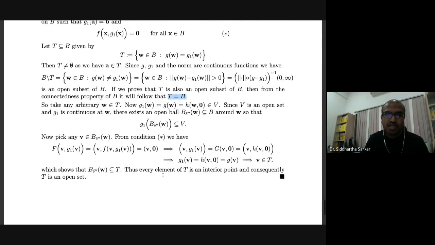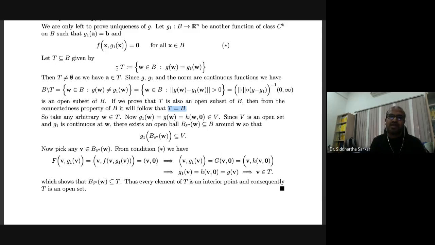What you do is you want to show T is open. So you want to prove that any point of T is an interior point: for any point of T you choose, there should be some ball around that point which is also contained in T. Let's say you choose an arbitrary point W from T. Because G and G1 both agree at that point, both of them are equal to H of W0, and H maps W0 inside V. This means that G1 is a continuous function which maps W to an open set V. So continuity of G1 immediately tells me that I should be able to find an open ball around W, so that G1 maps this open ball inside V.